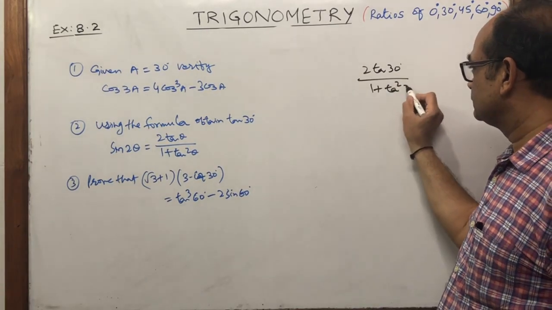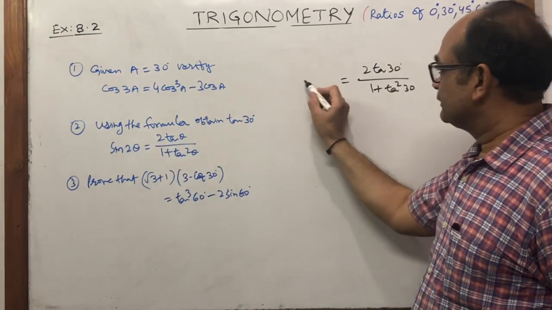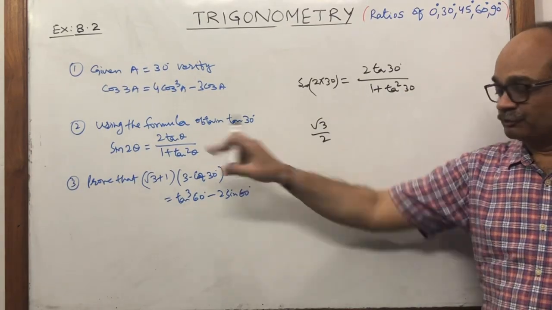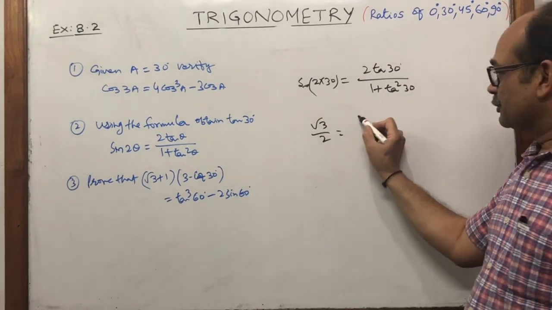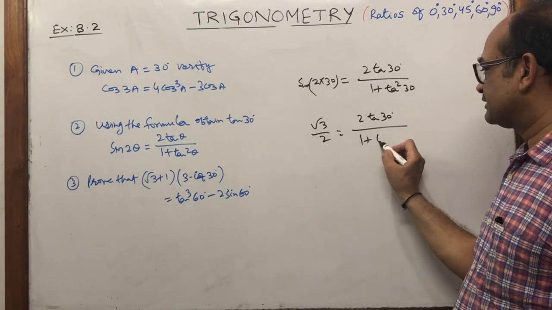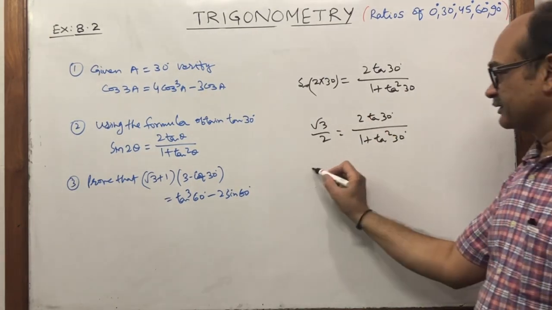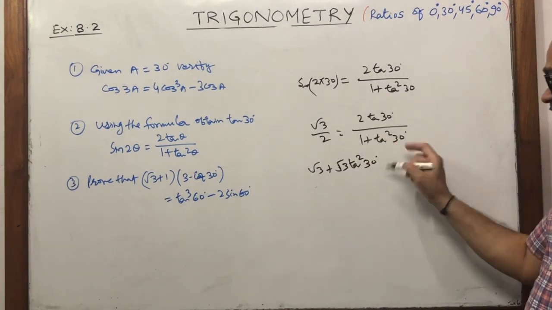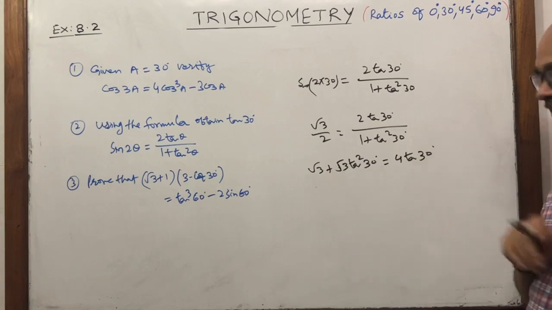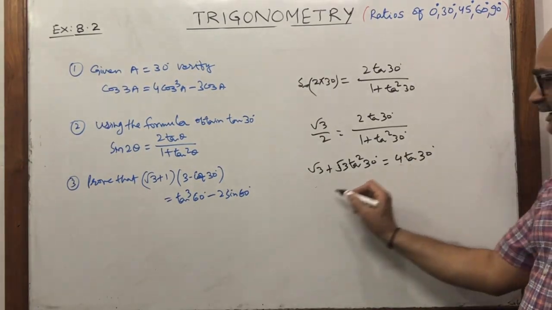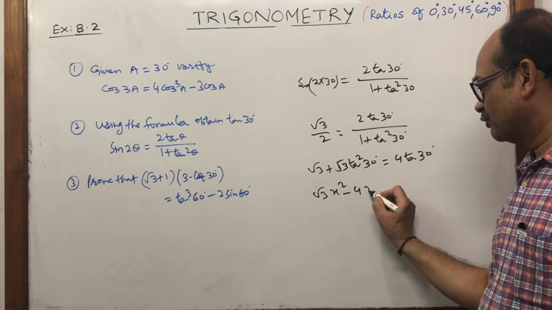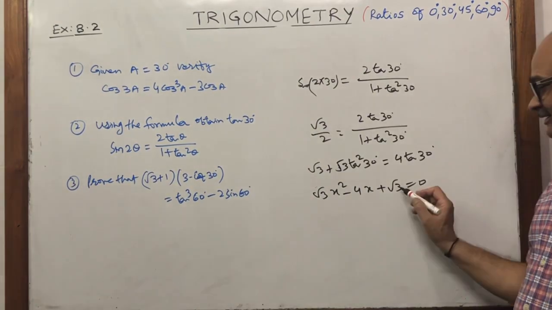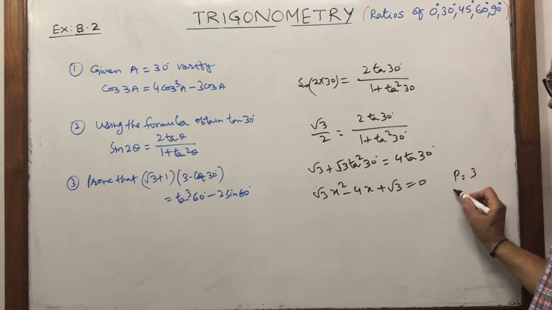Very simple. So here you write sin of 30 into 2, that is 60 degree. Its value is root 3 by 2 equals 2 tan 30 over 1 plus tan square 30. Now cross multiply. Root 3 plus root 3 tan square 30 equals 4 tan 30. Suppose tan 30 is x, then root 3 x square minus 4x plus root 3 equals 0. Quadratic equation you know very well. Root 3 into root 3 is 3, so we want product as 3 but sum as minus 4.